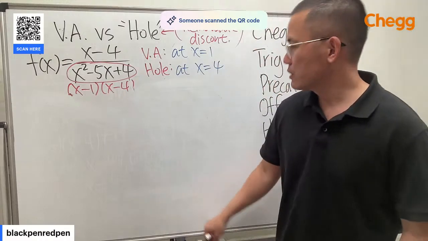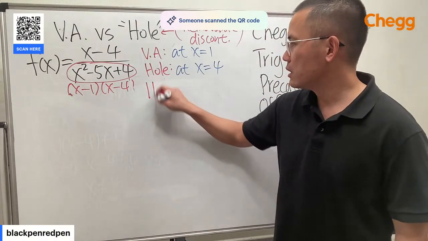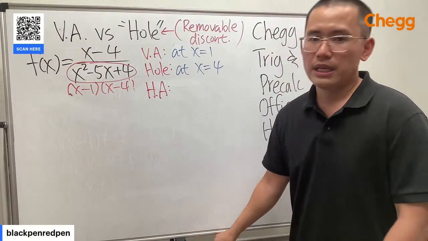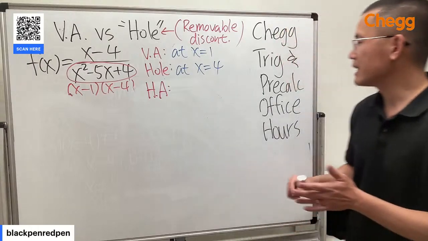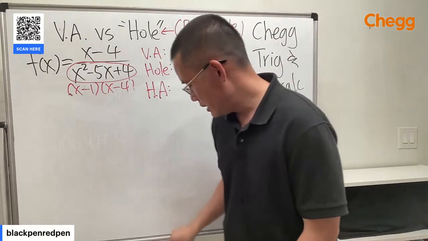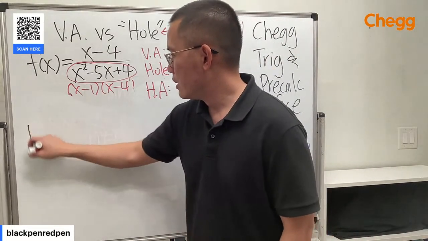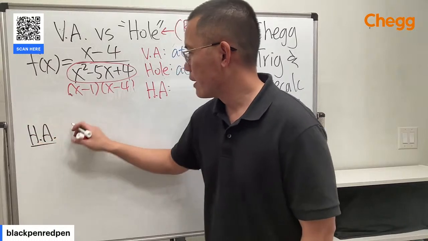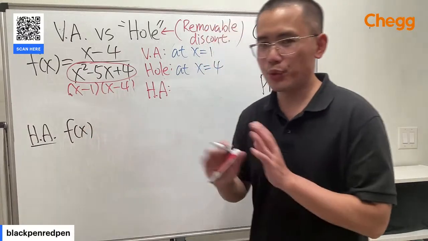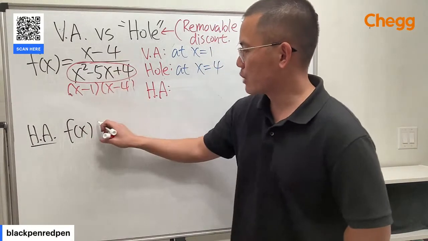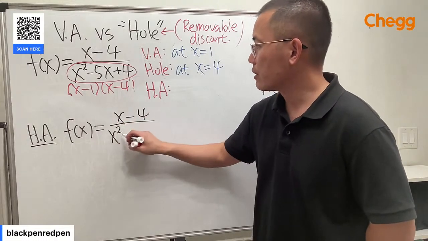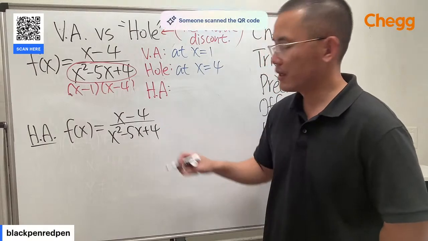All right, finally, let's do the horizontal asymptote. This is like a little bonus part. For the horizontal asymptote, the technical way to do it is with limits, which you should see in pre-calc as well. Actually, let's do this more like a pure pre-calculus way. The function is just rational: x minus 4 over x squared minus 5x plus 4.